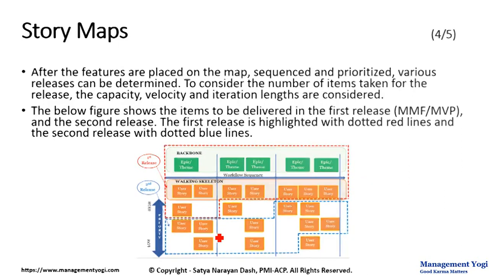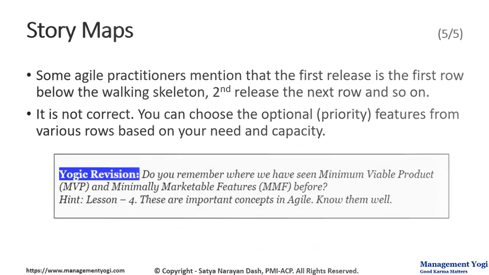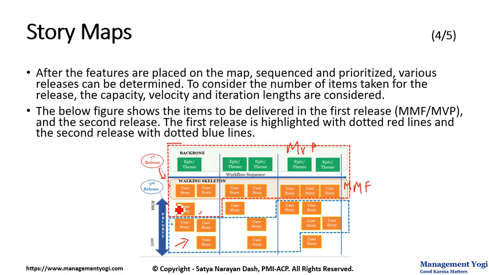Some agile practitioners mention that the first release is the first row below the working skeleton, second release is the next row, and so on. It is not correct. You can choose to have the optional or the prioritized features from various rows based on your need and capacity. So what I'm trying to say, that some people think that below the working skeleton, this first row will be the first release, and after that, another row will be the next release. It is not correct. As you can see, in the first release I have taken all MVP, MMF as well as some features. In the second release I have not taken a row wise selection. I have taken the features as and when or based on my need and the priorities for the system to be delivered.